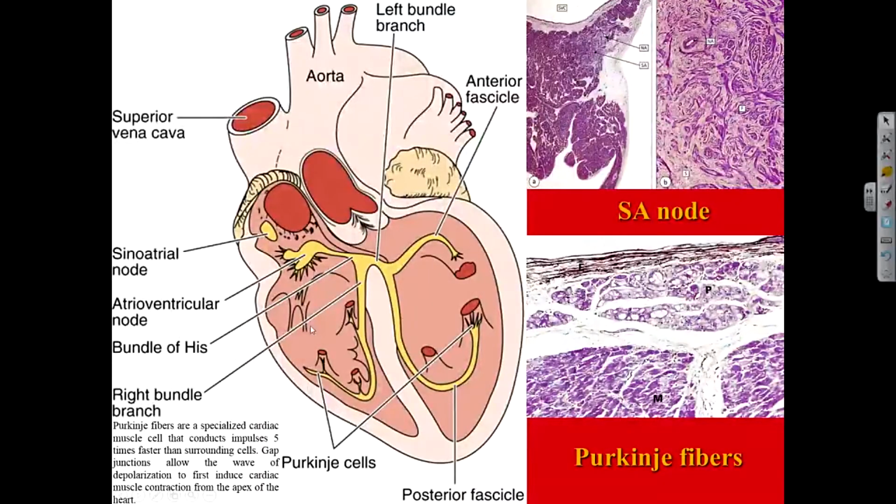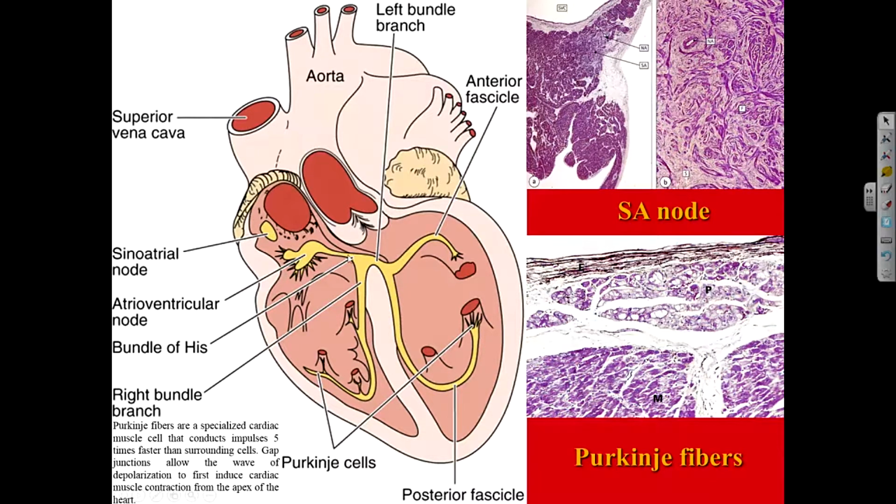So Purkinje fibers lining the inner aspect of the chambers of the heart are responsible for causing the contraction of the myocardium. So what happens is we have the sinoatrial node. It's considered the pacemaker of the heart. It's continually generating an electrical impulse. It can be slowed up or slowed down, but it never stops. If it stops, the person dies. So the SA node creates an electrical impulse that then passes to the AV node.